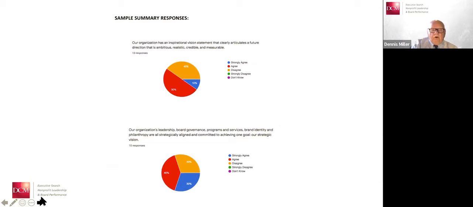If the question is, our organization has an inspirational vision statement that clearly articulates a future direction that is ambitious, realistic, credible, and measurable, you can see here that a large portion, I think it's 40-some percent, disagree. A few people strongly agree, and other people agree. That just says something to me: almost 40% of whether it's leaders or boards don't feel you have that.